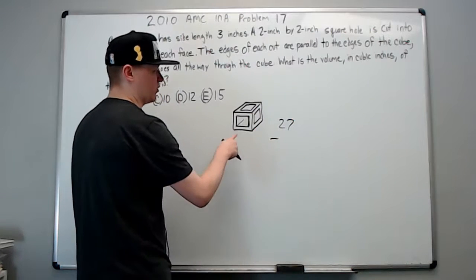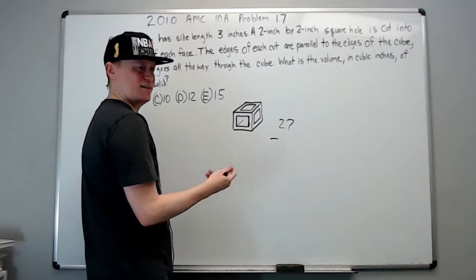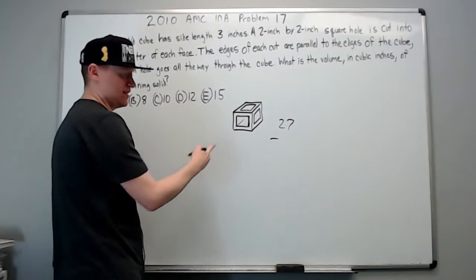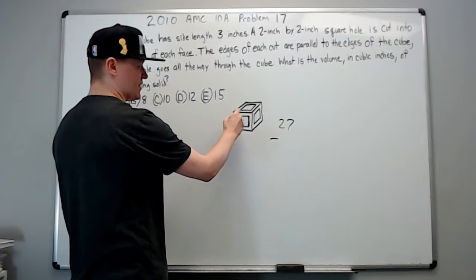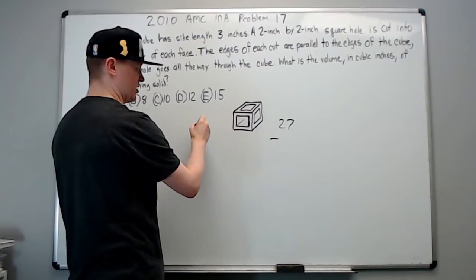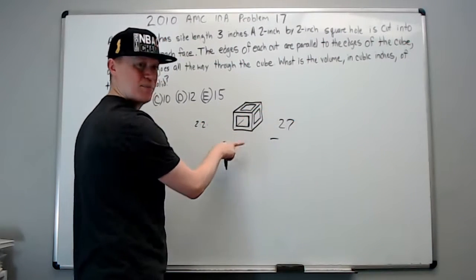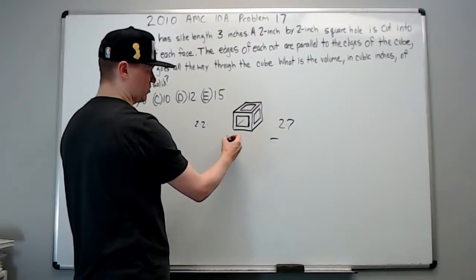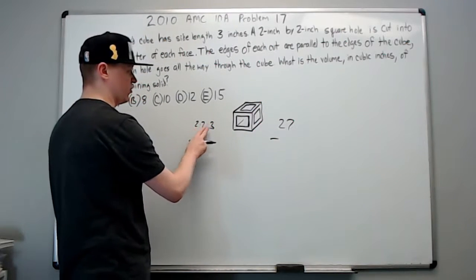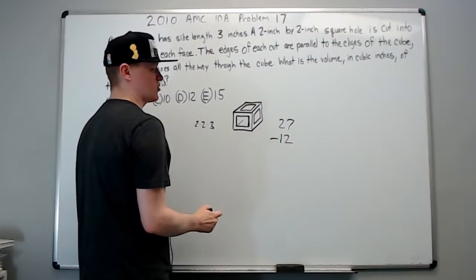Now we're just simply going to subtract that tunnel. And a tunnel is a rectangular solid, in this case. So it's the area of the base, which is 2 times 2, times the height, which is the distance going back, and that's the distance of the whole cube, which is 3. So 4 times 3 is 12. We have to subtract that.